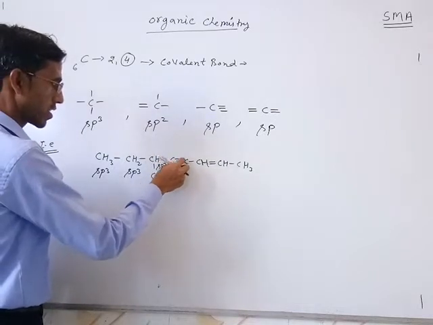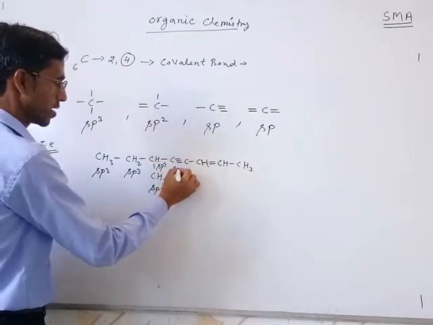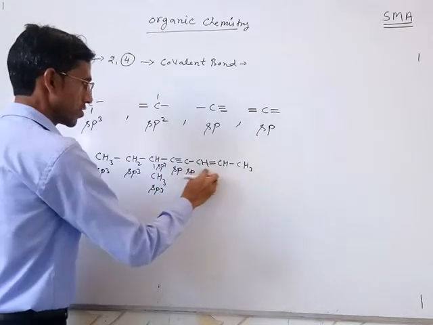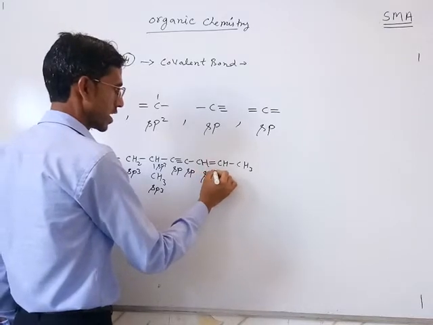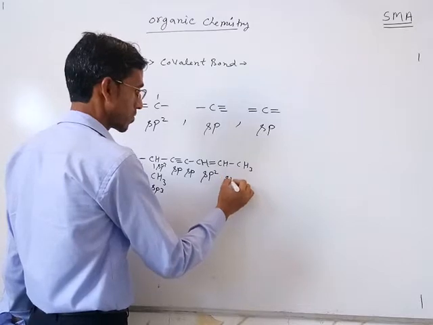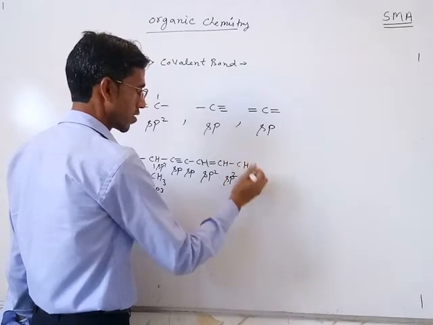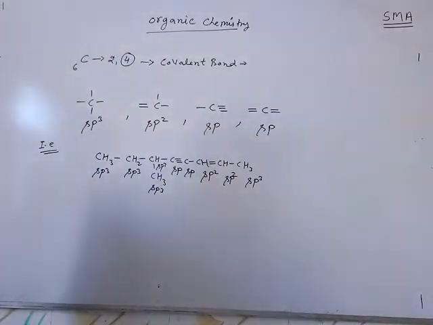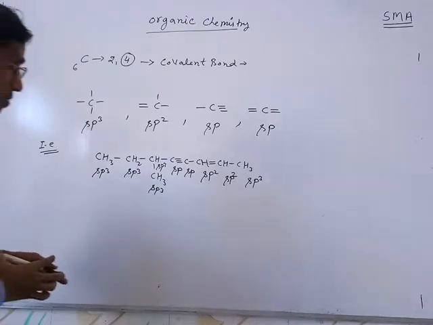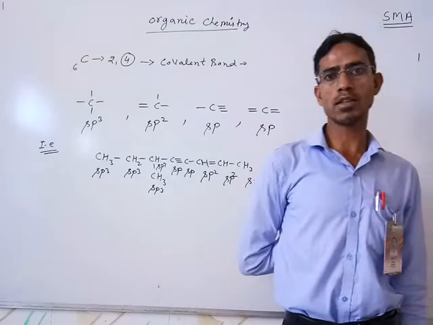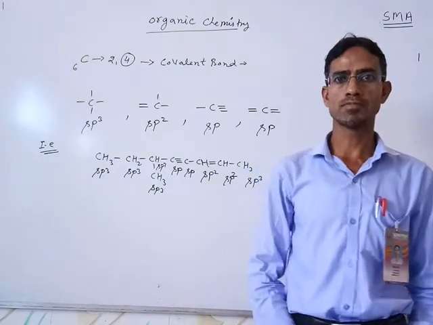These carbons have a triple bond, so they are sp hybrid. These carbons have a double bond, so they are sp2 hybrid. And this carbon has only single bonds, so it is sp3 hybrid. So we can easily find the hybridization of any carbon atom due to the presence of double, single or triple bonds.